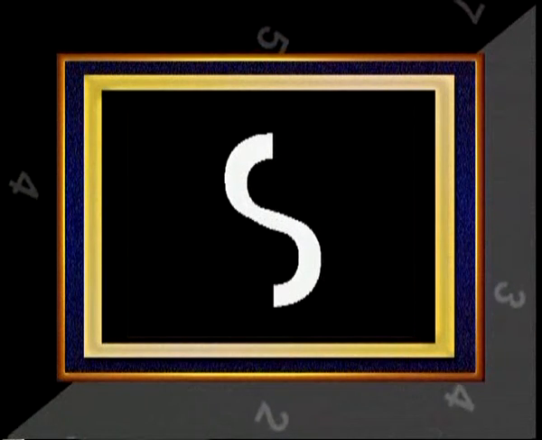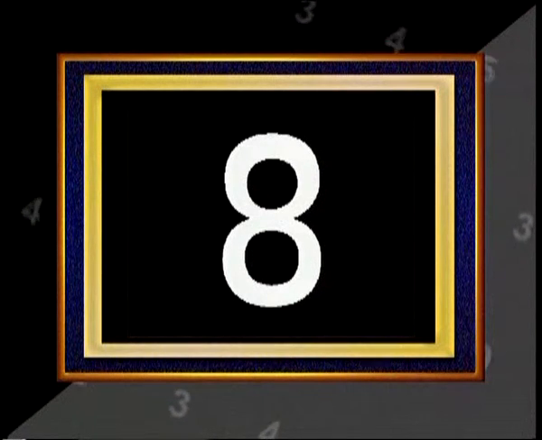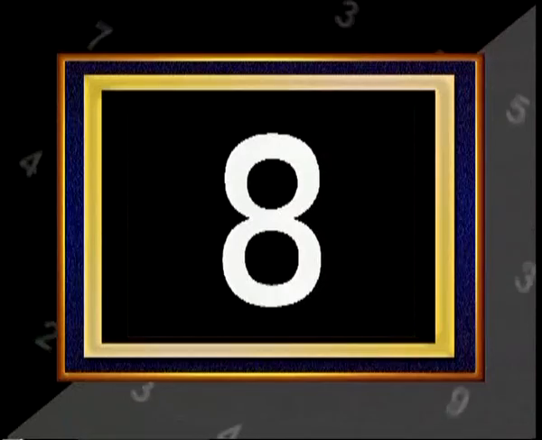We make a curve and we make another curve joining it. This is how we write the number 8. Let's write it again. We make a curve and we make another curve joining it. Kids, isn't it easy to write the number 8?